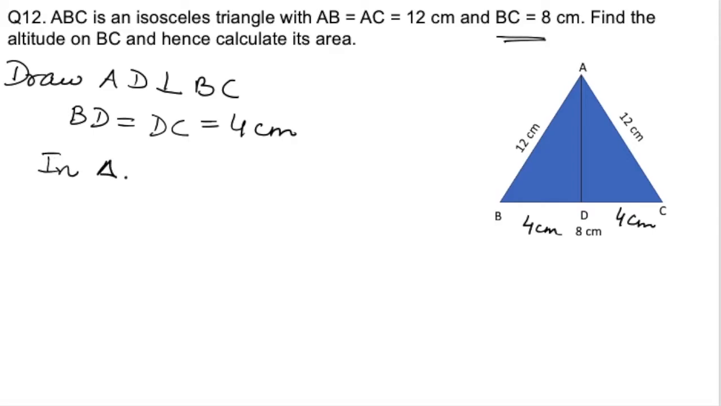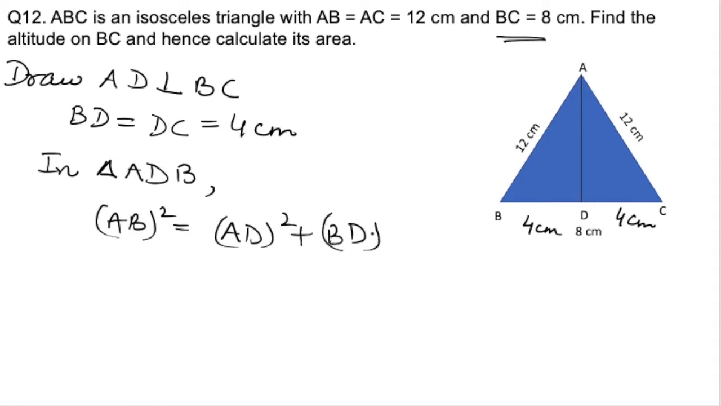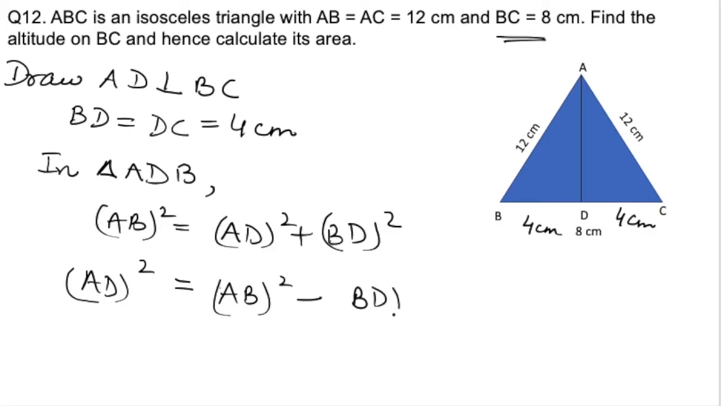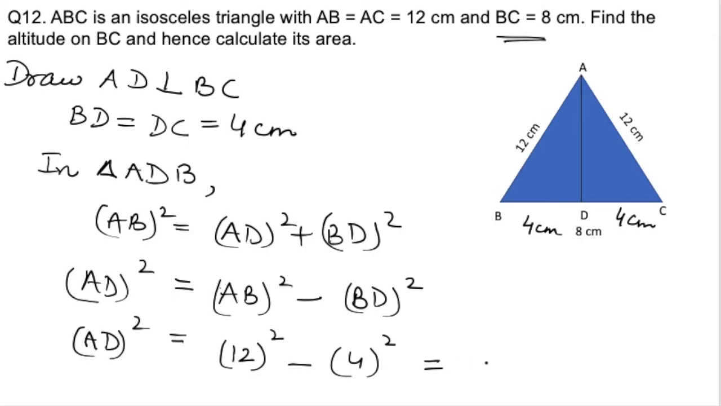Now in right angle triangle ADB, let's apply Pythagoras theorem. Hypotenuse square, that means AB square will be equal to AD square plus BD square. Let's substitute the values. We can write this as AD square is equal to AB square minus BD square. Now since we already know the values of AB and BD, let's put those values. AB square here refers to 12 square and BD square refers to 4 square, which on solving will give us 144 minus 16.